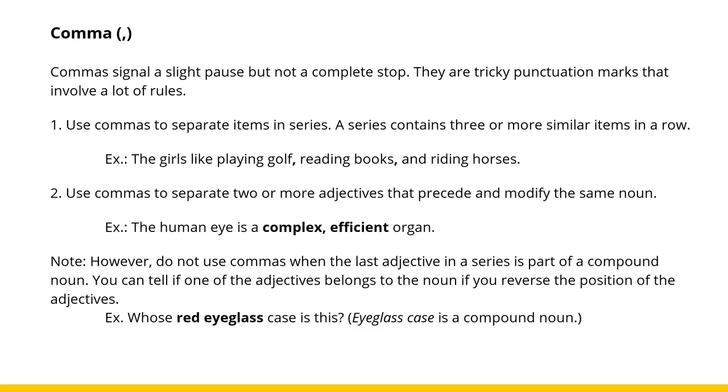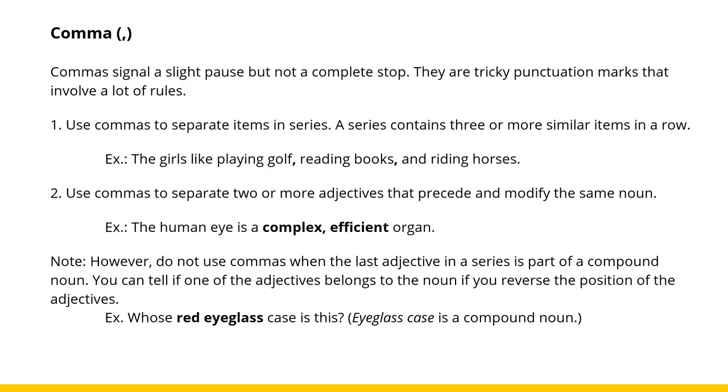So the first one: you need to use commas to separate items in a series. A series contains 3 or more similar items in a row. Here we have an example. The girls like playing golf, reading books, and riding horses. As you see, these are items in a series. We have 3 things: playing golf is 1, reading books 2, and riding horses 3. So if you have a couple of things that you want to list in your sentence, then you need to use commas. If you have only 2, then you are not using any commas. It has to be 3 or more.